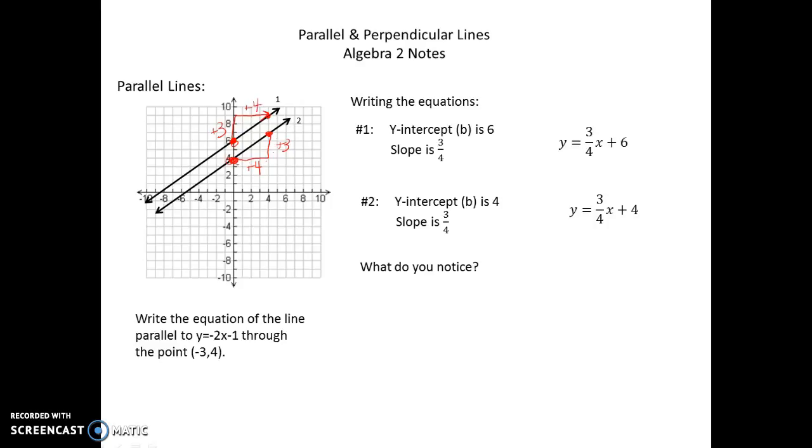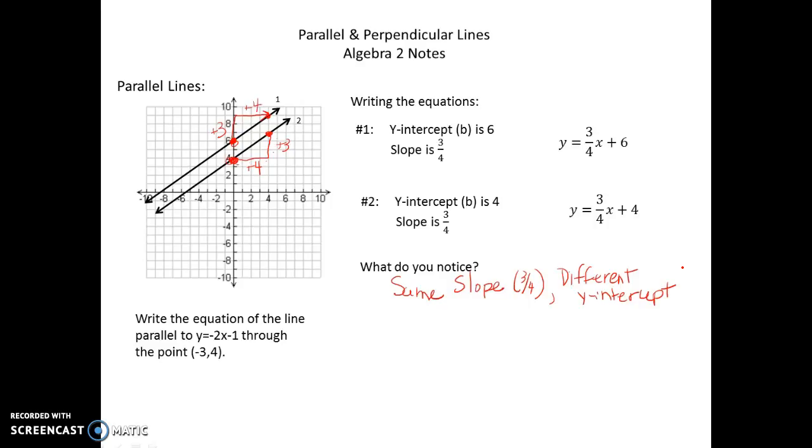What do you notice about these two lines? What do you notice about the two equations? They both have the same slope. So for parallel lines, and make sure you get this in your notes, what do you notice? That they have the same slope. In this case, that's 3/4. But they have a different y-intercept. If they have the same y-intercept, then they're actually the same line. So make note of this: parallel lines, same slope, different y-intercept.